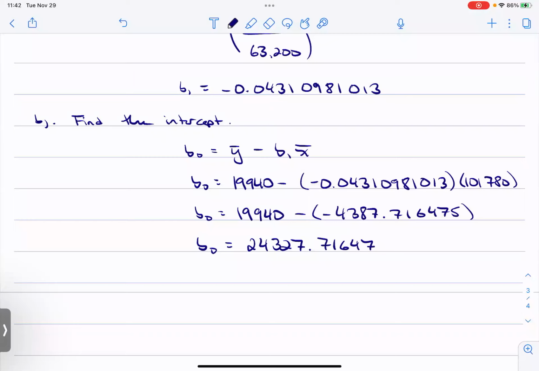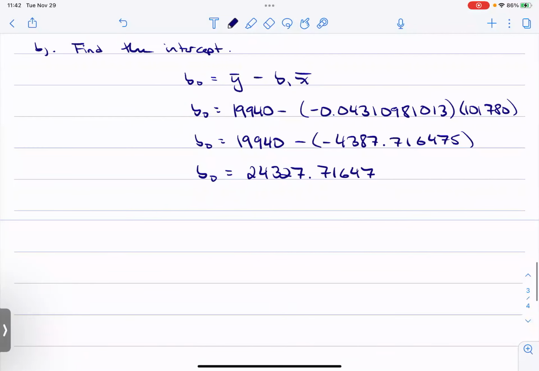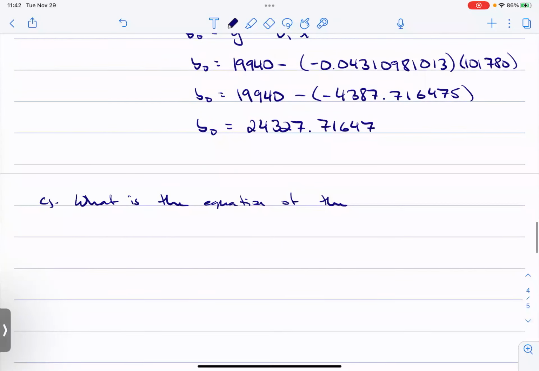We got the slope, we got the intercept. Now a natural follow-up might be, what is the equation of the least squares regression line? What is the equation of the least squares regression line?